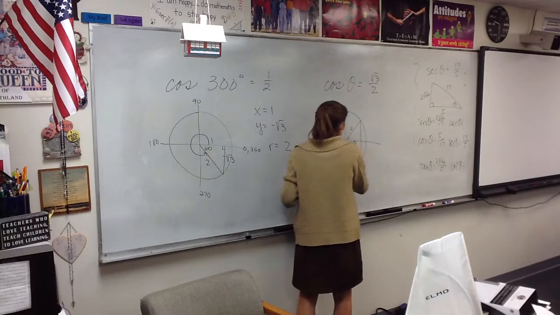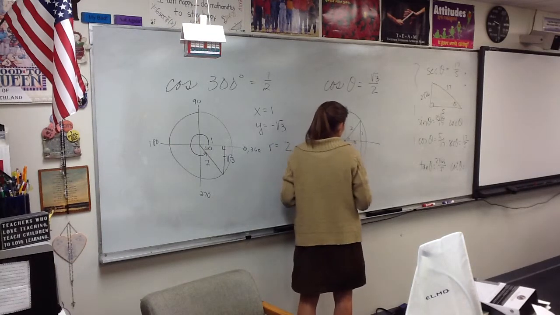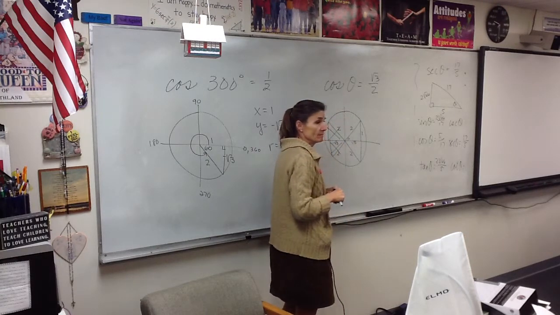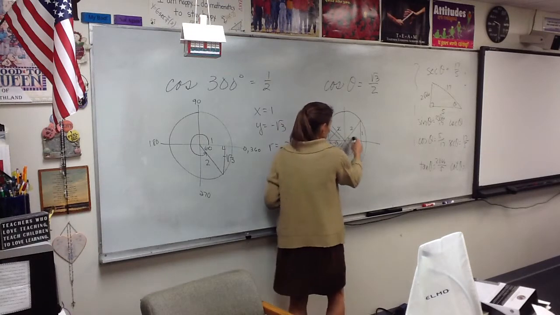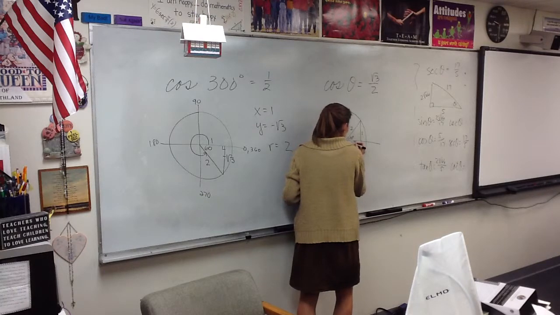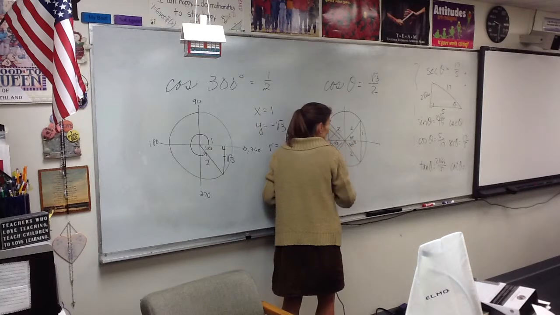Now, if that's a root 3 and that's a 2, what's this side going to be? That's going to be a 1. And what angle is always across from the 1 in a 1, 2, root 3 triangle? What angle is across from the 1? That's a 30. So these angles, these reference angles, are 30 degrees.